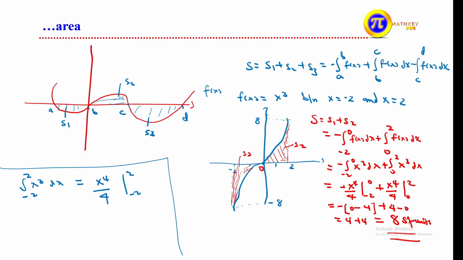You see, x to the power of 4 is an even function. Since it is an even function, we have the same value for 2 and negative 2. This means 2 to the power of 4 over 4 minus negative 2 to the power of 4 over 4. What is the result? 2 to the power of 4 is 16, divided by 4 is 4. Negative 2 to the power of 4 is 16, divided by 4 is 4, minus 4, which equals 0. But we cannot say the area is 0; it cannot be 0.